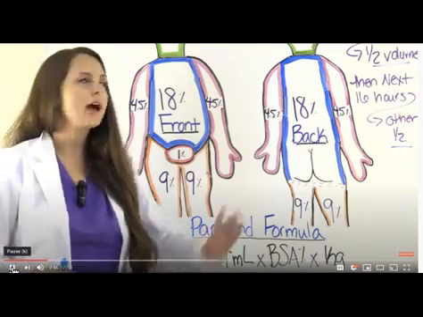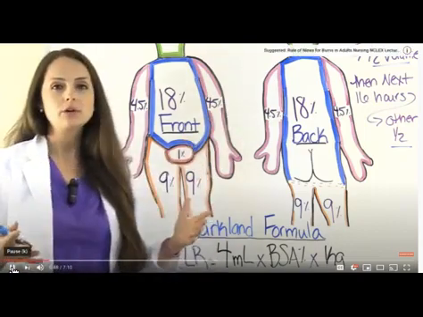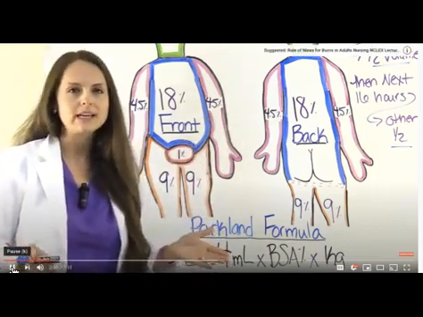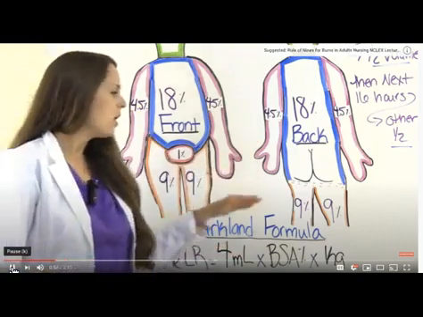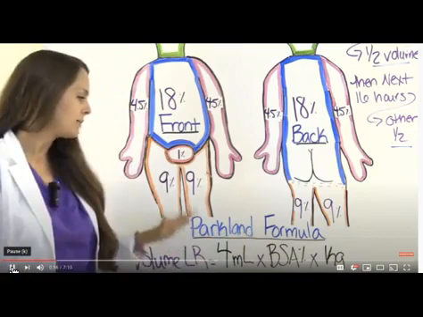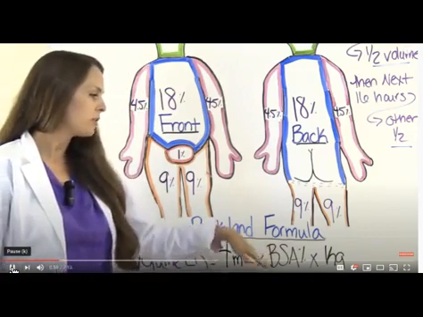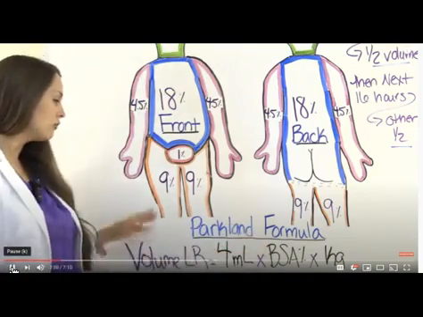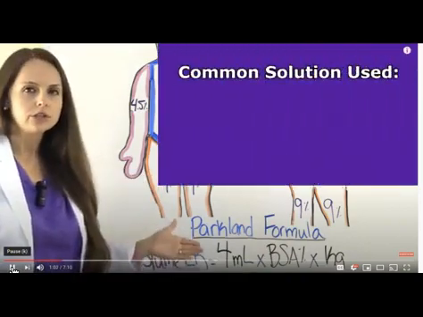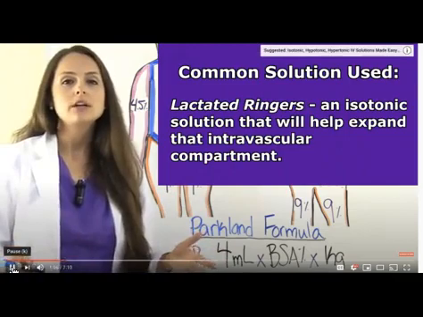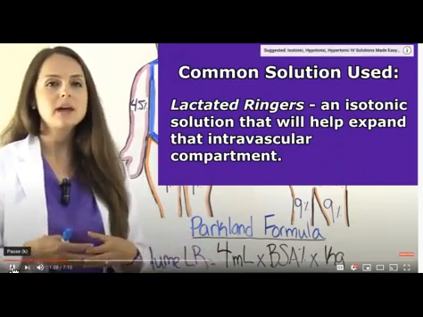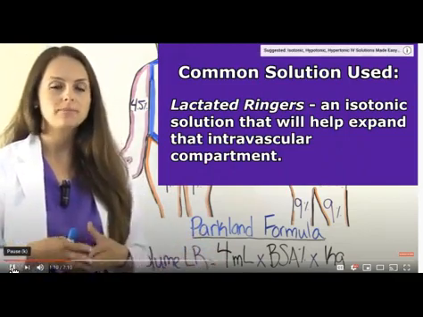And if you don't know how to do that, I have a video that can help you learn how to do that. It's really quick and easy because that's the whole backbone of working this calculation. Also, you need to know the patient's weight, and you will take the amount of fluid, multiply all that together, and you'll get the total volume. And the solution usually used is lactated Ringer's, which is an isotonic solution that will help expand that intravascular compartment.